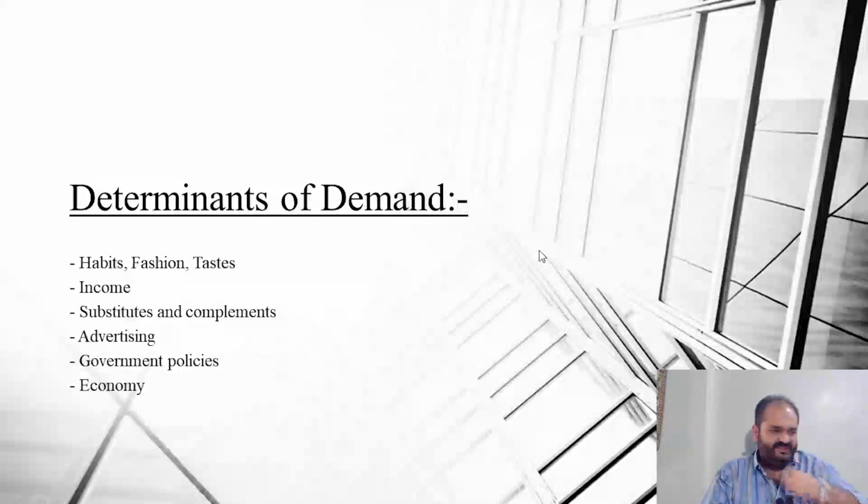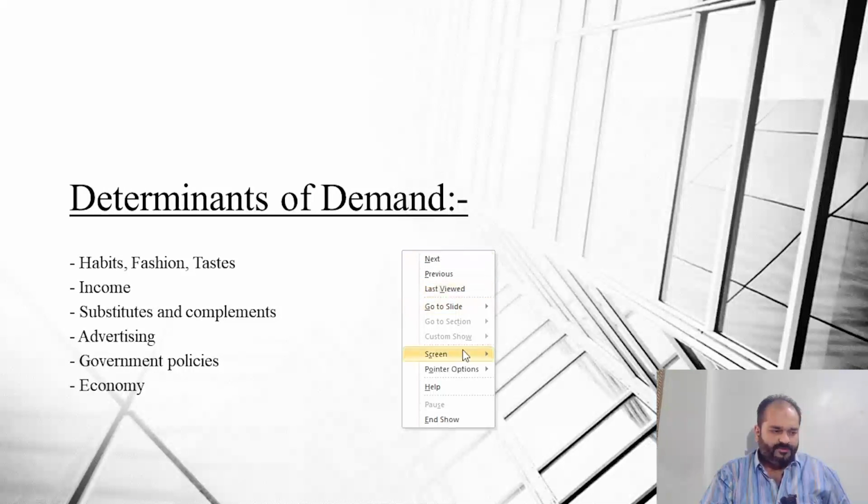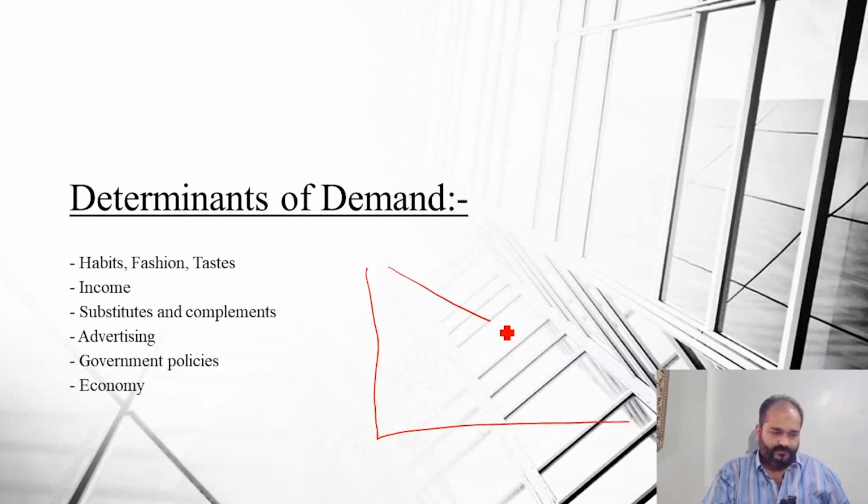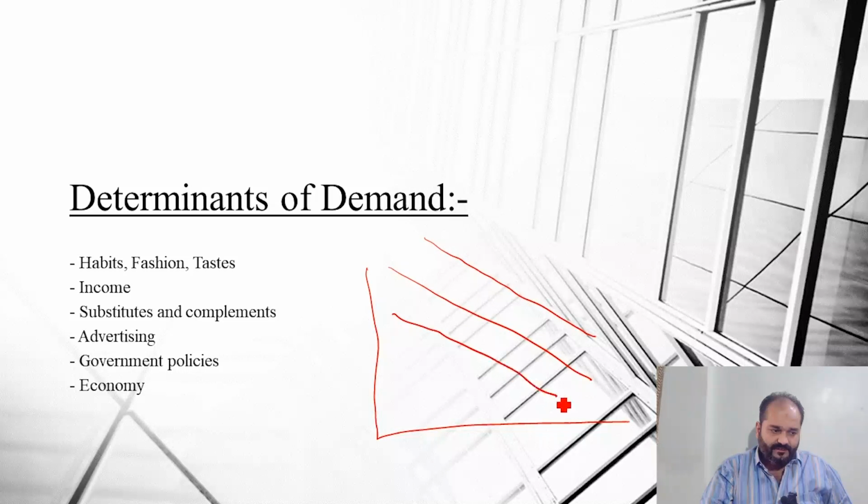Now here are the determinants of the demand curve. What are the determinants of the demand curve? I'll make a graph over here as well so we'll know. The determinants of the demand curve are fashion and taste. For example, this is your very normal downward sloping curve, right? The demand curve can shift here and here. So for example, this is D0, this is D1, and this is D2. This is QTY. This is price.